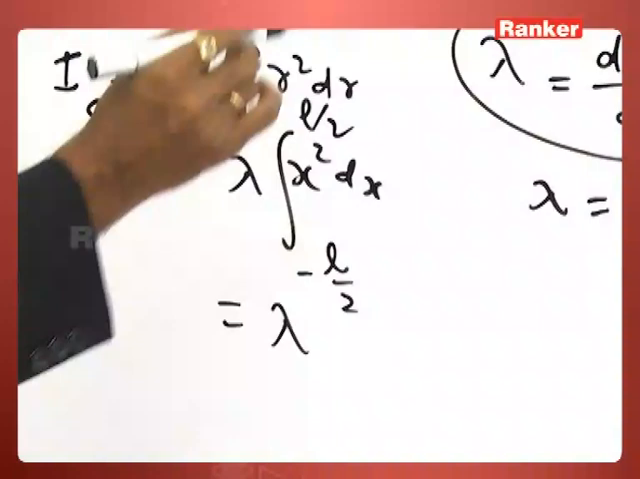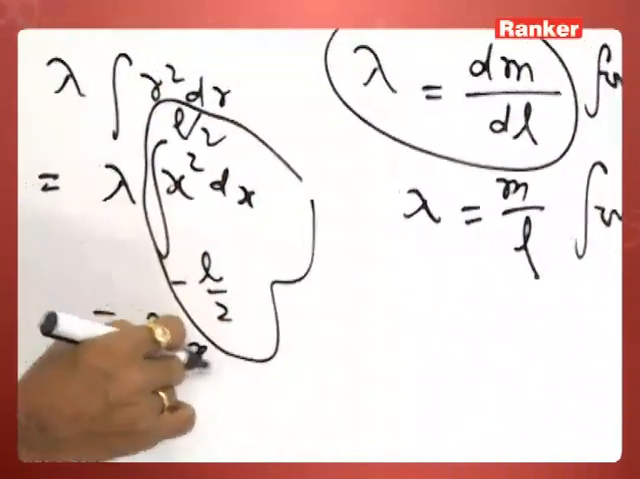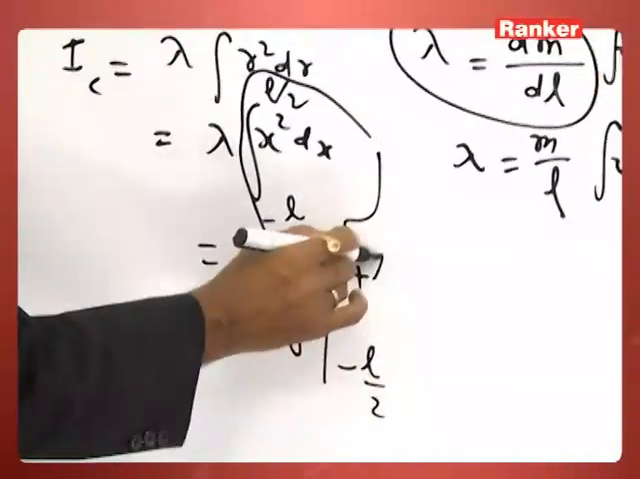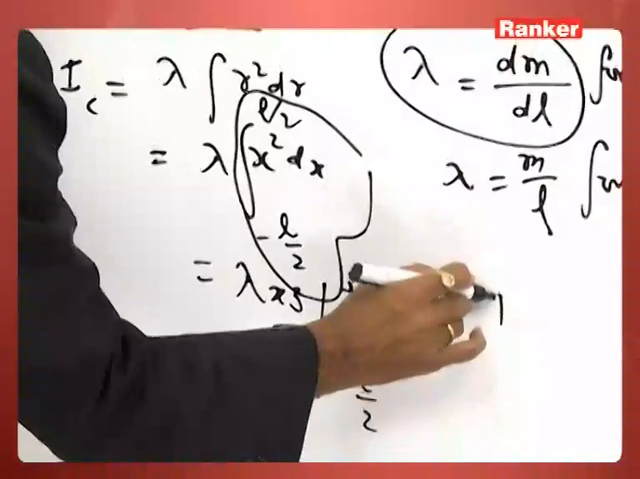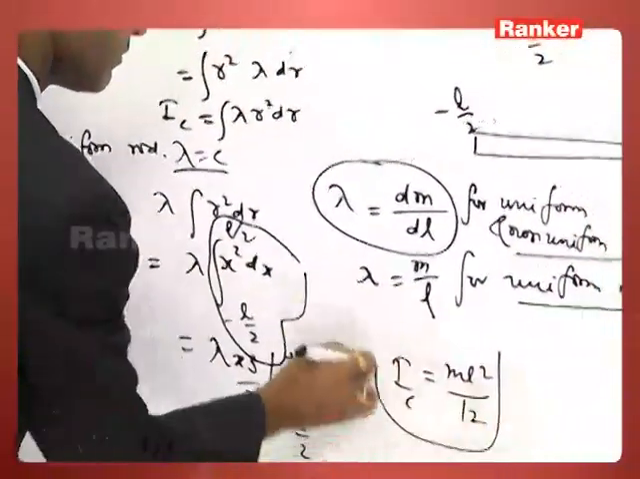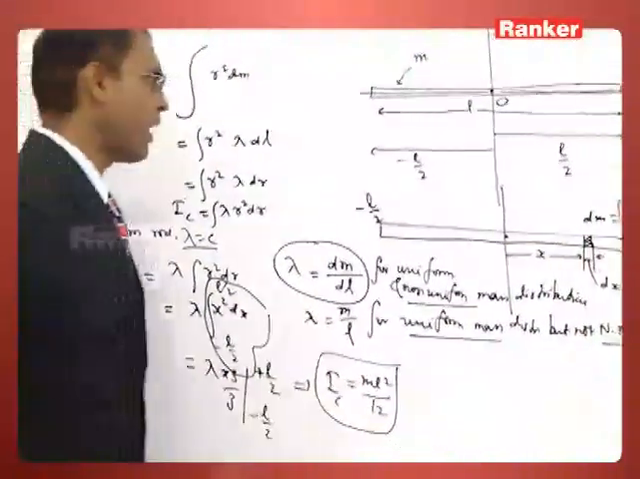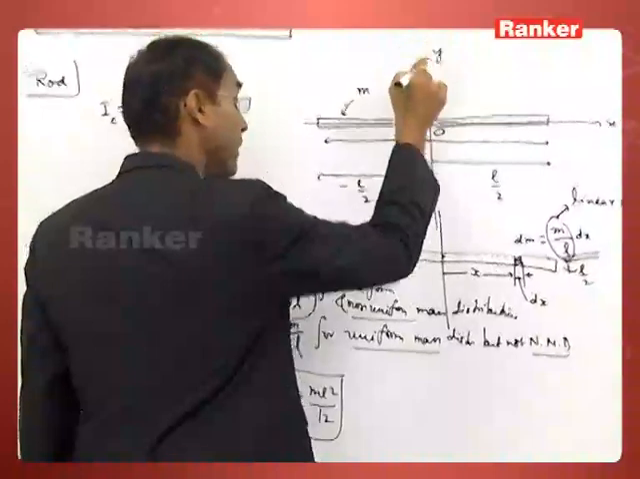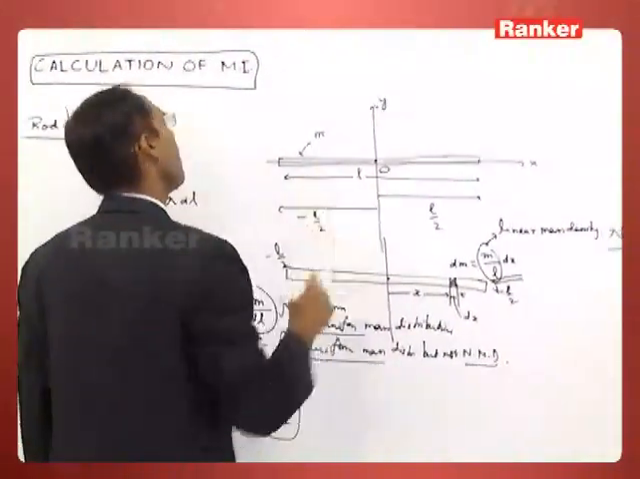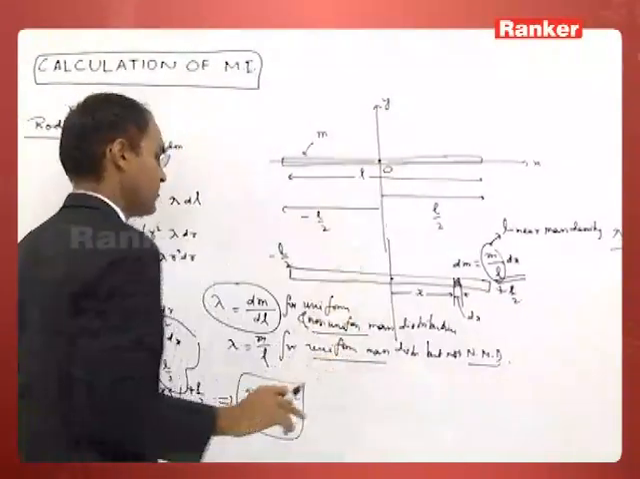After evaluating the integral, you can write this as x cube by 3 from minus L by 2 to plus L by 2. This gives us I_C is equal to M L square by 12, about the axis which passes through the center of mass or midpoint of the rod for a uniform rod, and it must be perpendicular to the rod.